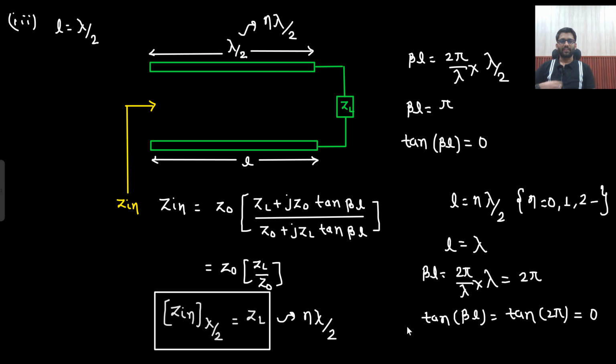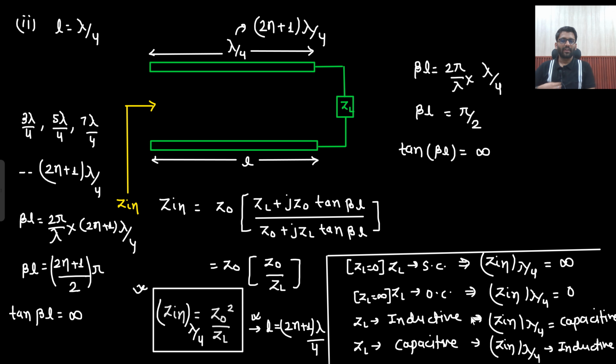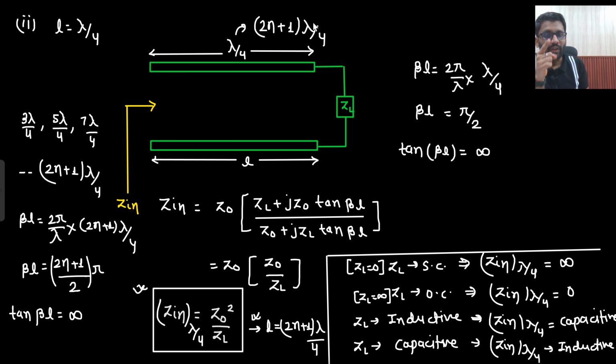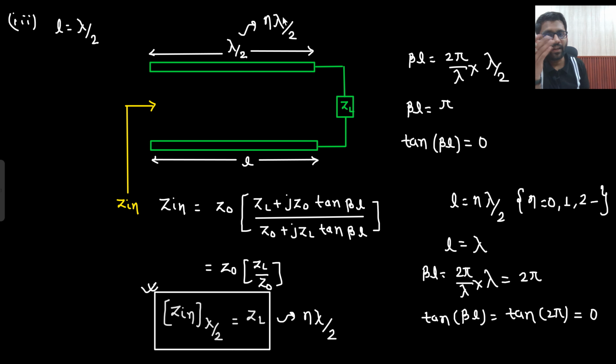Again, you need to remember this thing as well. We will certainly write down all the conclusions, do not worry about that. But here we are building up the results. What results have we built up? For any odd multiple of lambda by 4, inversion will be there. Formula will be Z naught square by ZL. For any multiple of lambda by 2, the same impedance ZL will occur. Is that clear to you?